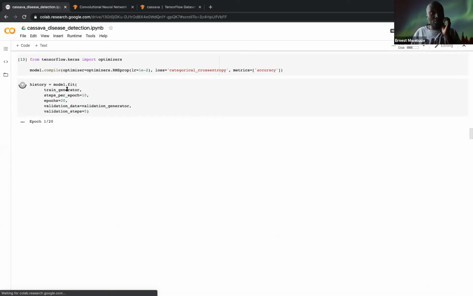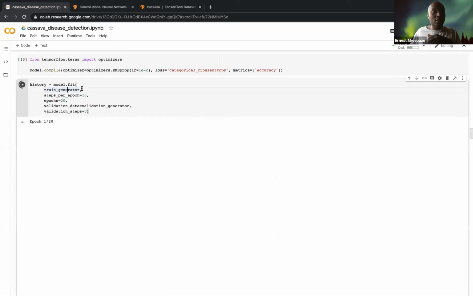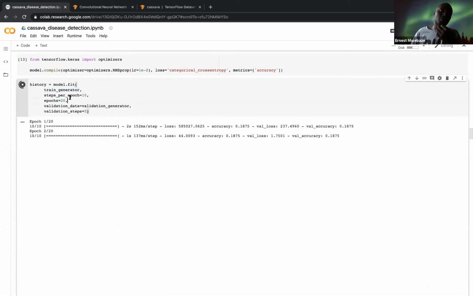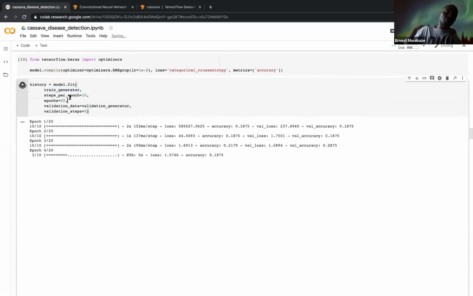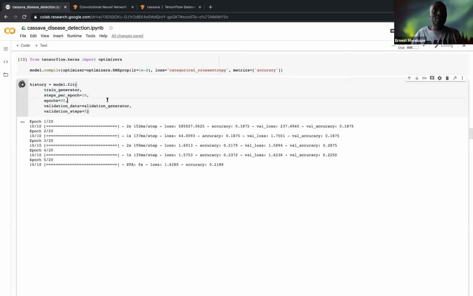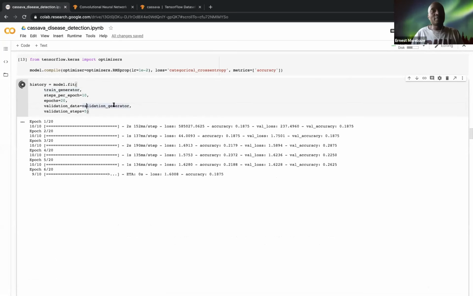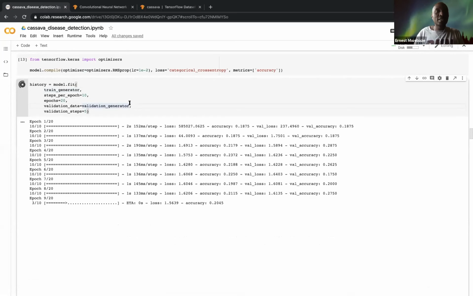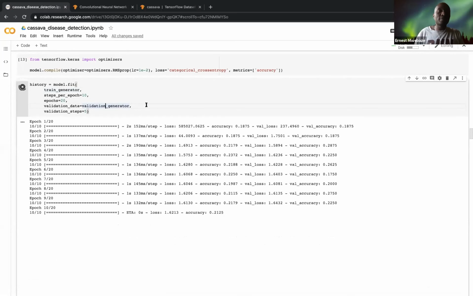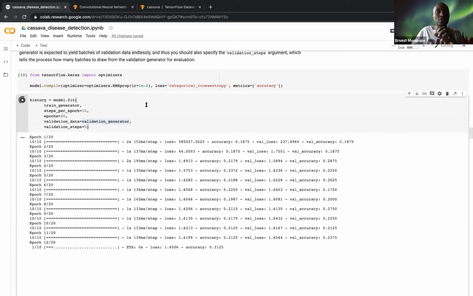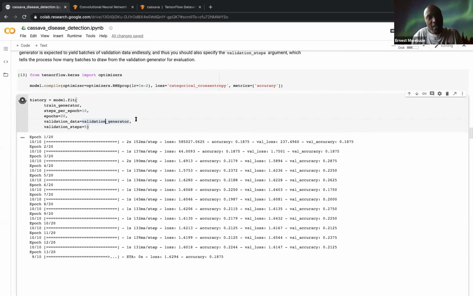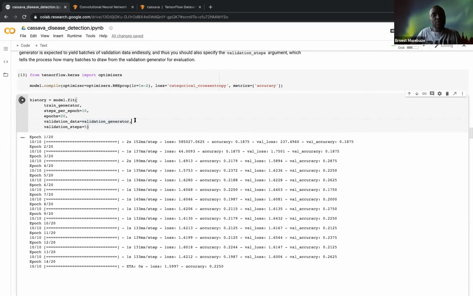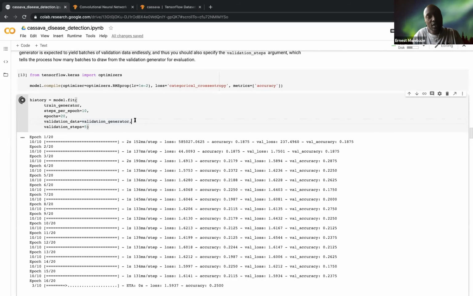Simply, this is your training data. It generates batches of data. It goes through several epochs, so through the data several times, in this case 20 times. After going through an epoch, it validates on your validation generator. This generates images from the folders and uses those as a test set.